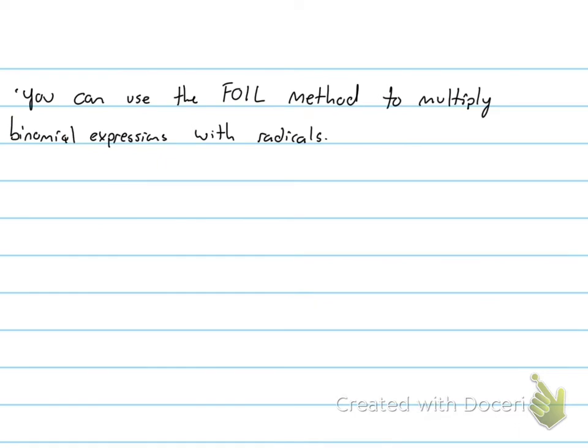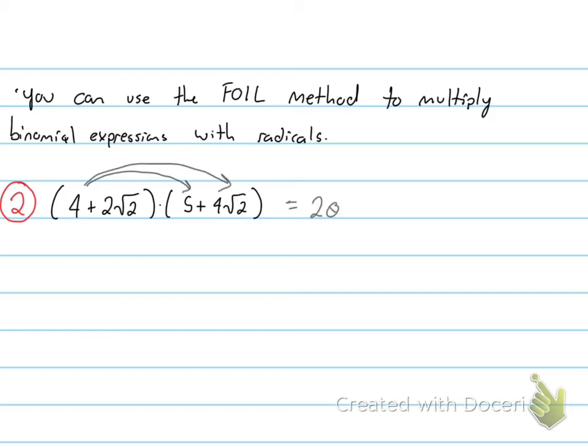Another way that I can simplify or combine radicals is using the FOIL method when I'm multiplying two binomial expressions. So what I'm talking about here is if we had an example like this: 4 plus 2 square root of 2 times 5 plus 4 square root of 2. I'm going to use the FOIL method, and you're going to see I treat these radicals almost like an x or a variable. Outside terms will give me 20. 4 times 4 square root of 2, I multiply the outside to give me 16 square root of 2. This will give me 10 square root of 2. And then my last terms, I'll have 4 times 2 gives me 8.